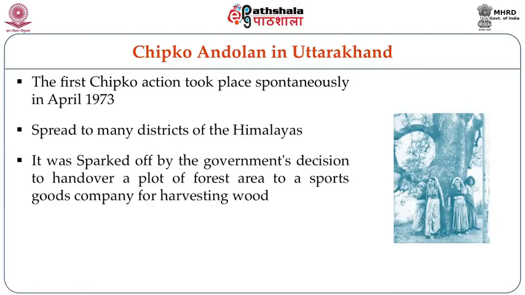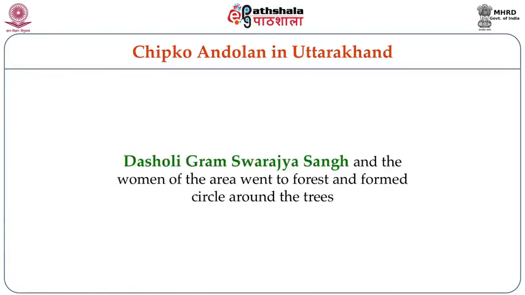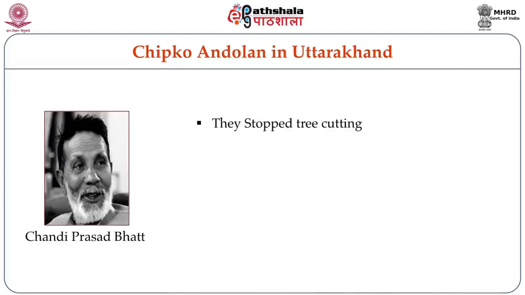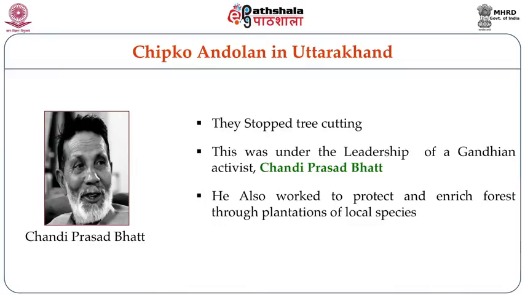It was sparked off by the government's decision to hand over a plot of forest to a sports wood company for harvesting wood. The villagers were very angry with this because they had demanded wood but their requests were denied. Dasholi Gram Swarajya Sangha and the women of the area went to the forest and formed a circle around the trees. They stopped tree cutting. This was done under the leadership of Gandhian activist Chandi Prasad Bhatt. He also continued to work to protect and enrich forests through plantation of local species.